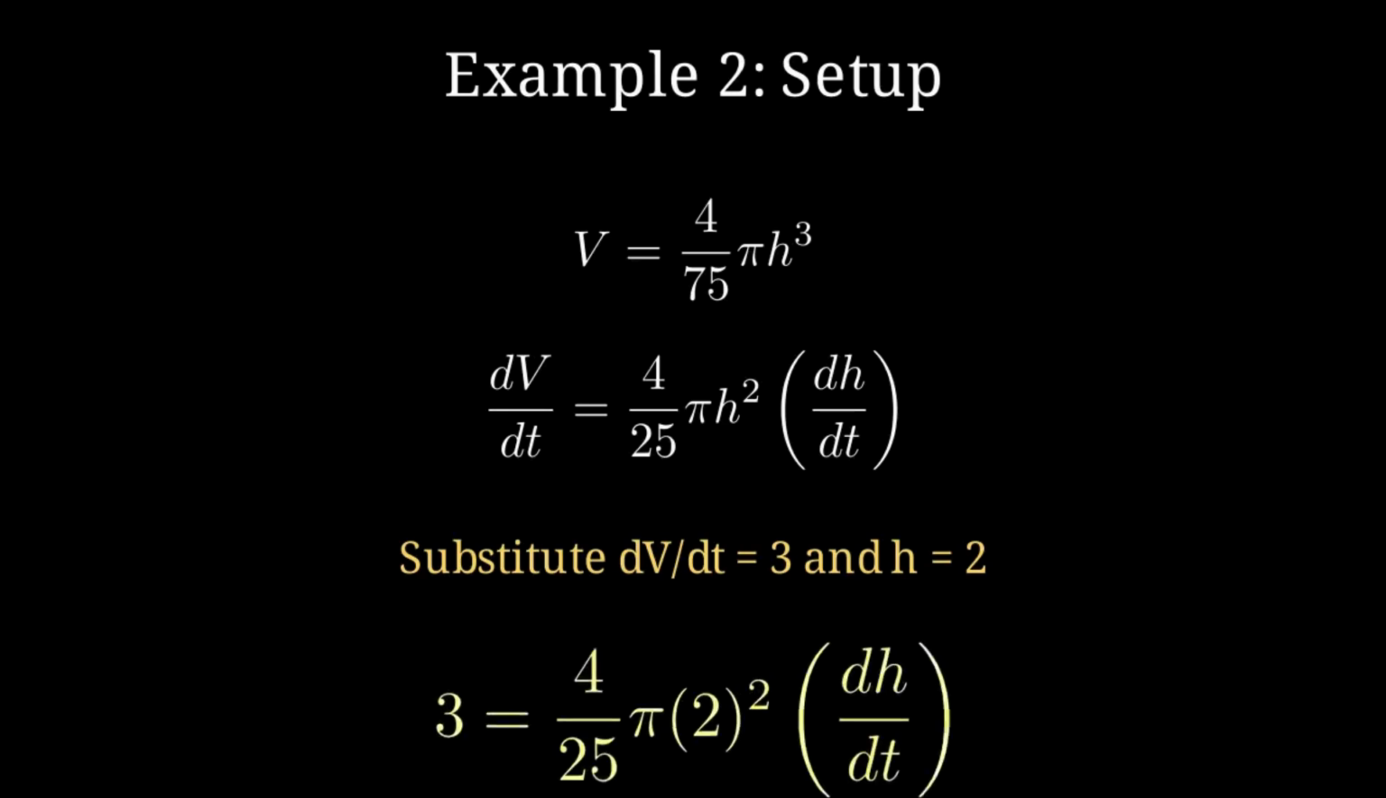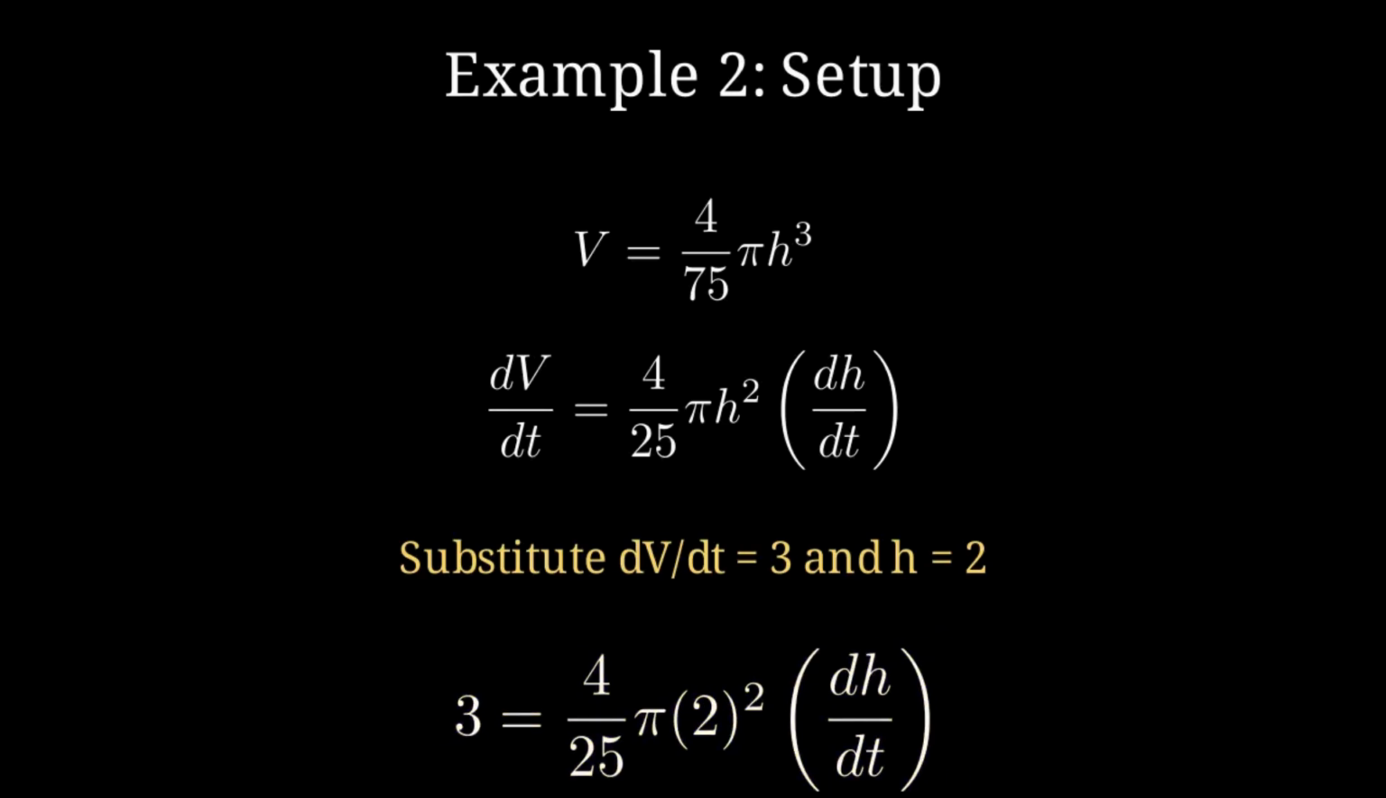We substitute h equals 2. This gives us 3 equals 4/25 times pi times 4, multiplied by dh over dt. The geometry of the tank hasn't changed, so our relationship between r and h stays the same.